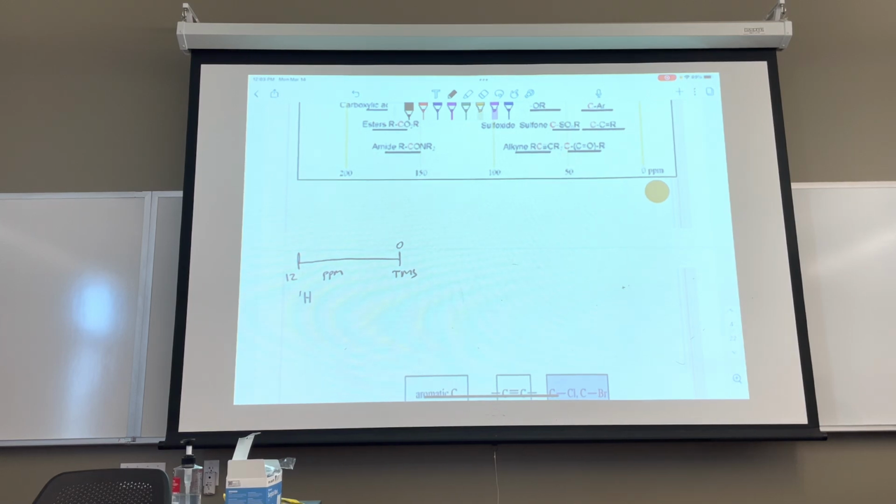As we just saw, that scale for carbon is very, very different. So we're still going to use 0 represented by TMS. We're still using the same units, namely that parts per million scale. It's just the scale goes out much, much further, and we typically measure out to about 220 parts per million.